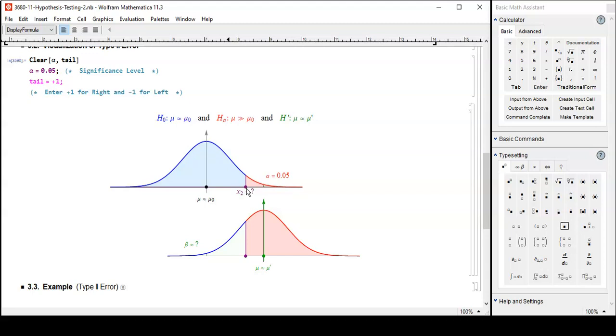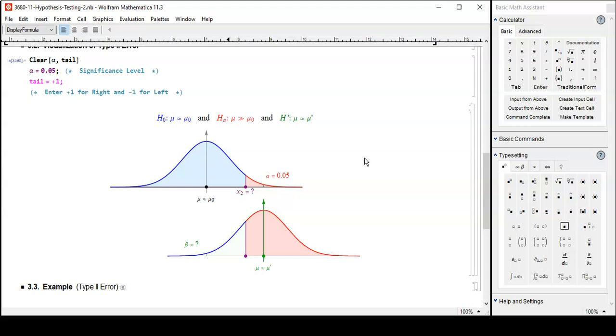So mu 0 is null, critical value. And if my x bar, the observed sample mean, is less than the critical value, so close enough to null, then we accept the null hypothesis. And if it goes beyond the critical value and goes to this red area, then too far away from the null, then we are going to accept the alternative hypothesis. So that picture is something we studied before.